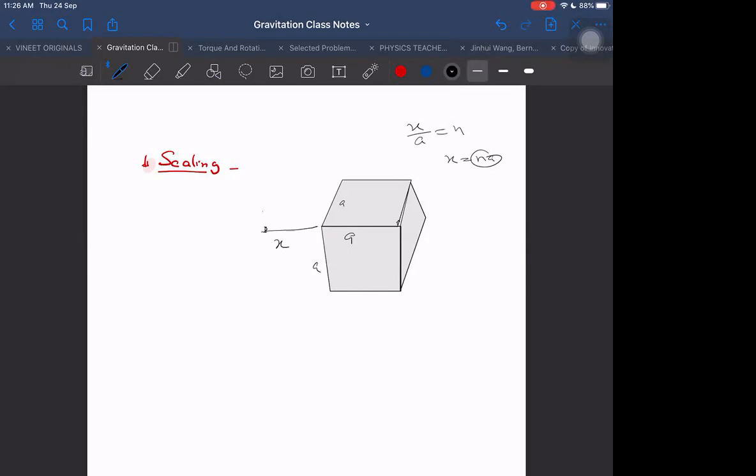What will be the field here? This field I'm giving you, and I'm asking you what will be field in this space if all these dimensions end up getting doubled. Means x is becoming 2x, a is becoming 2a, this a is becoming 2a. This means the cube is doubled, but other parameters remaining same, density, etc. remaining same. Then what will be the new field now? That kind of questions we call as questions of scaling.